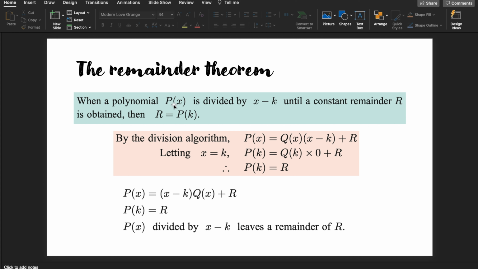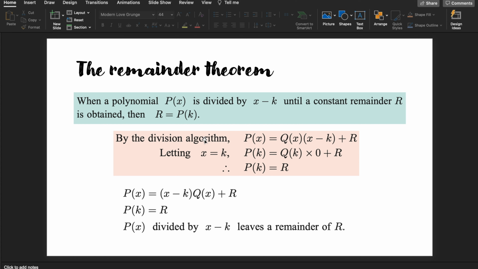When a polynomial p of x is divided by x minus k until a remainder r is obtained, then r equals p of k. So that's our statement. x minus k is the divisor, the dividend is p of x, and r is the remainder. So if you put k into the function or the polynomial, you'll get the remainder. This may seem confusing, but let's prove it.